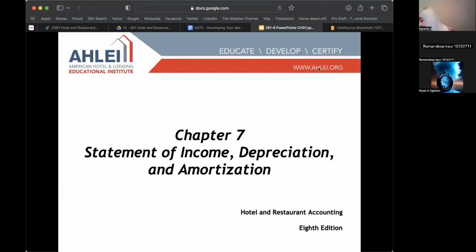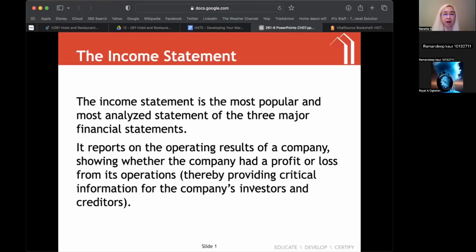Yes, Professor. What is the title of Chapter 7? Statement of income, depreciation, and amortization. Right. So statement of income, depreciation, and amortization. So these are the most common documents that we will need in the finance department.